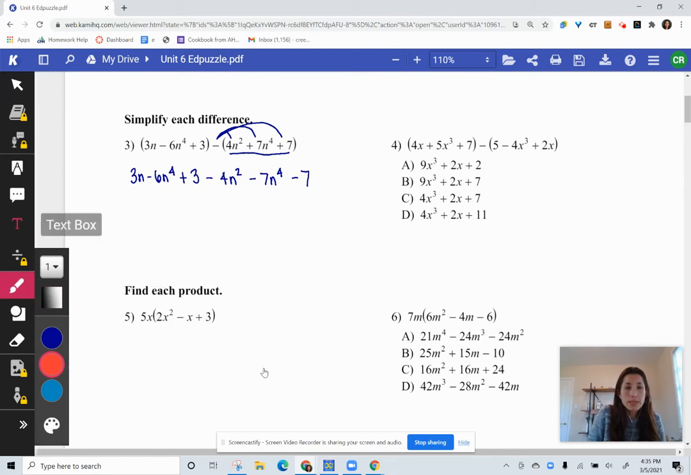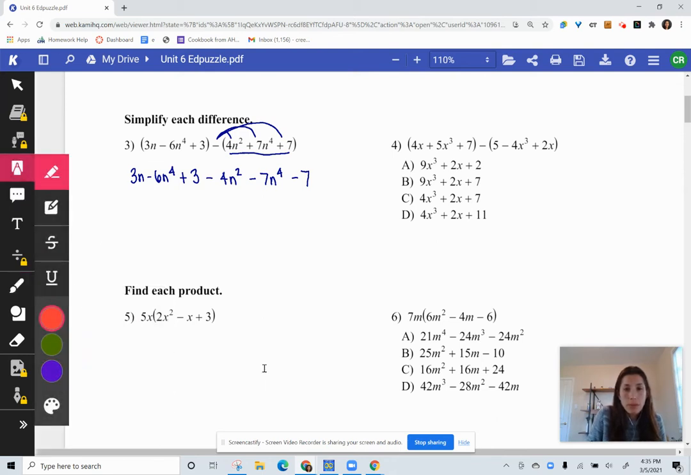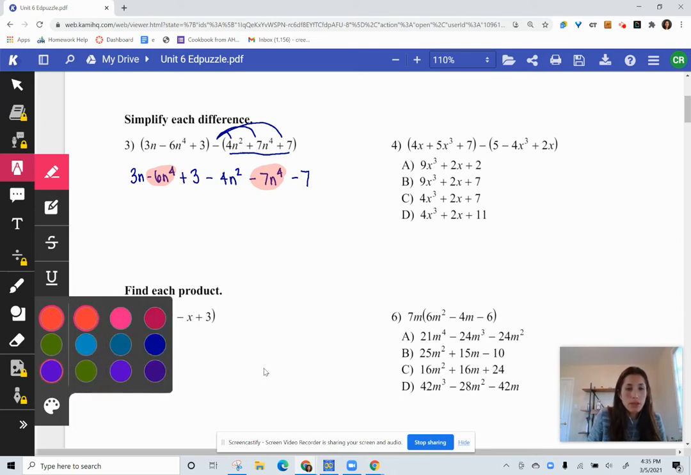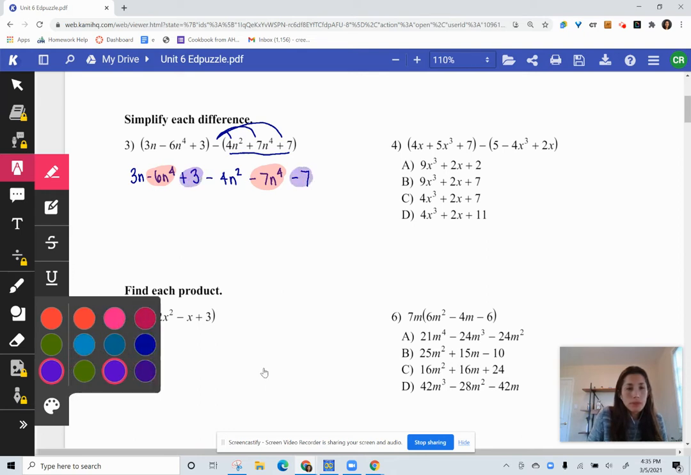I'm going to look for my highest exponent first. That would be the 4th powers, so these two here: negative 7n to the 4th and negative 6n to the 4th. Then we have our n squared term that is all by itself. It has nothing to combine with it, so I'm not going to highlight it. Our 3n term also has nothing to combine with it, but these two constants here will combine.